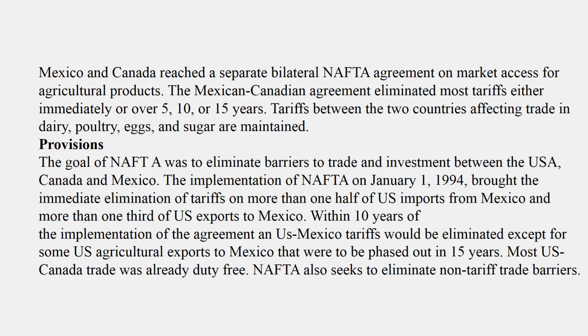Provisions. The goal of NAFTA was to eliminate barriers to trade and investment between the USA, Canada and Mexico. The implementation of NAFTA on January 1st, 1994 brought the immediate elimination of tariffs on more than one half of US imports from Mexico and more than one third of US exports to Mexico.